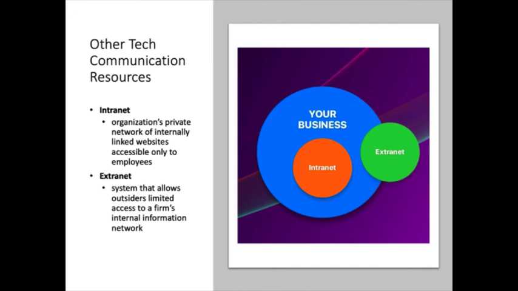Another use of intranet communication is what we call an extranet. And you see there an extranet defined as the system that allows outsiders limited access to a firm's internal information network. And you sort of see in the diagram how that sits. An intranet sits entirely within your business, whereas the extranet has a portion which is exposed to the outside world for authorized outside users to access internal information.